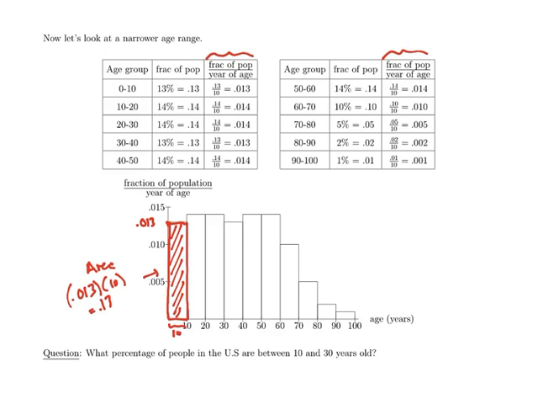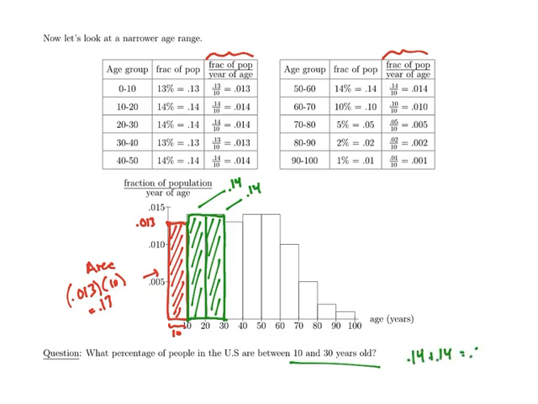And again, we can ask questions such as, what percentage of people in the US are between 10 and 30 years old? So here we're going to be looking at everything from 10 to 30. We're going to be looking at the area of these two bars, which will give us 0.14 for both of those, 0.28, so 28%.